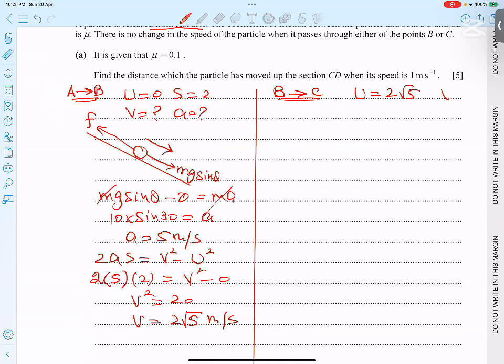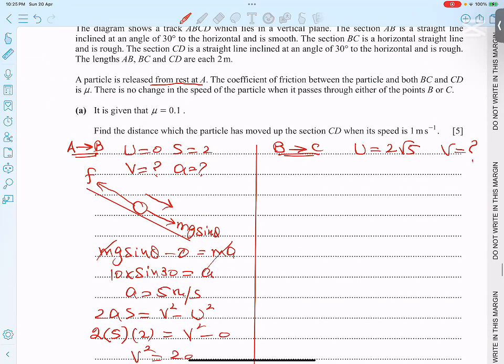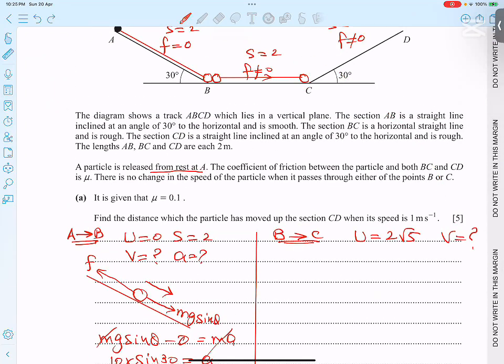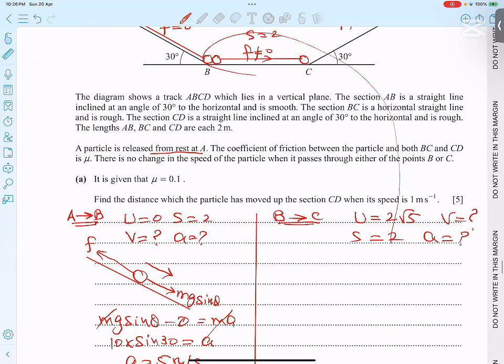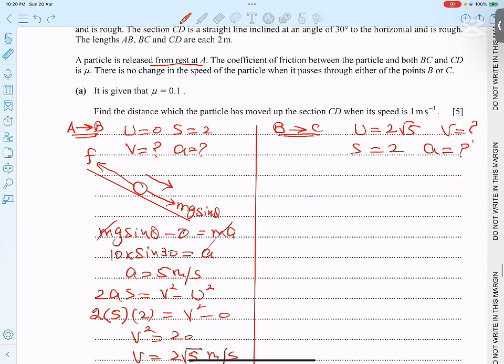And I want to find out the last velocity with which it will reach here. But interestingly, S is 2 meters. Do we have acceleration? The answer is no. But now it is traveling on a horizontal track. And for a horizontal track, what is the formula?